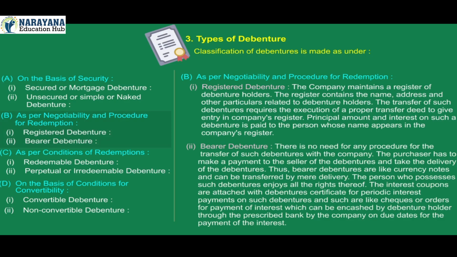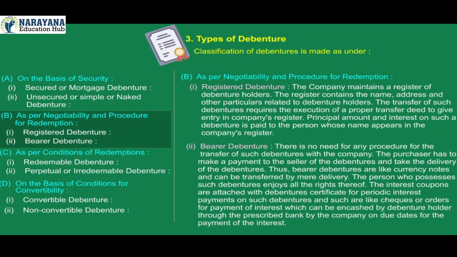2. Bearer debenture. There is no need for any procedure for the transfer of such debentures with the company. The purchaser has to make a payment to the seller of the debentures and take the delivery of the debentures. Thus, bearer debentures are like currency notes and can be transferred by mere delivery. The person who possesses such debentures enjoys all the rights thereof.